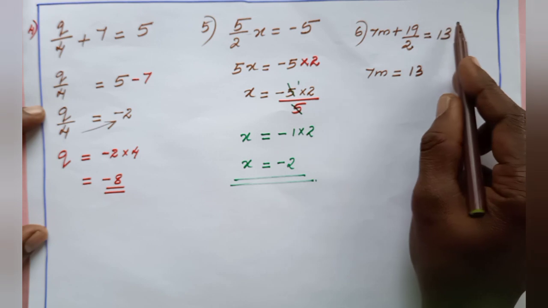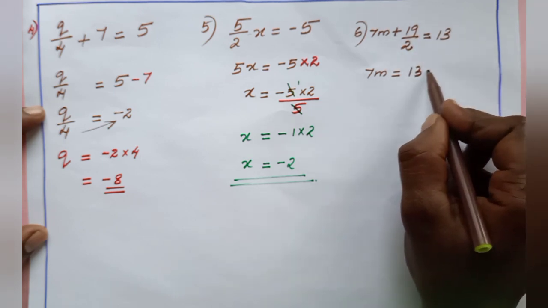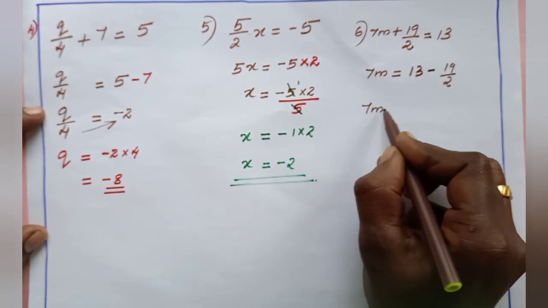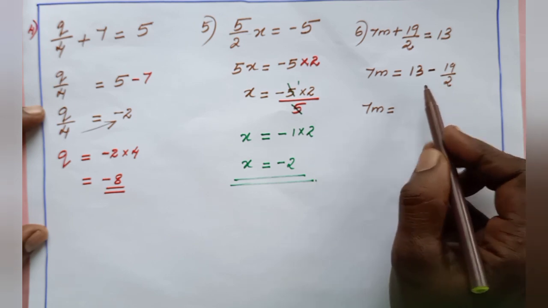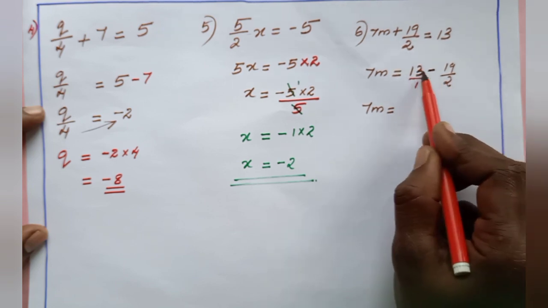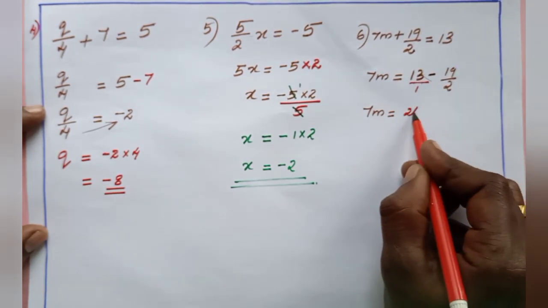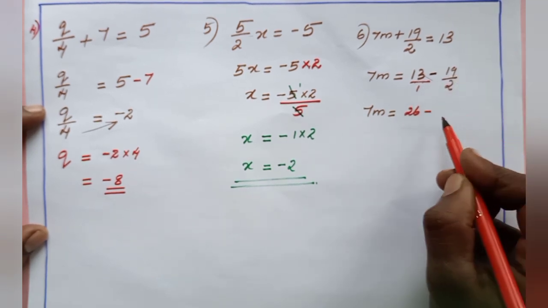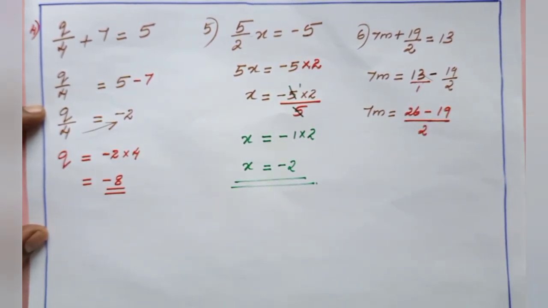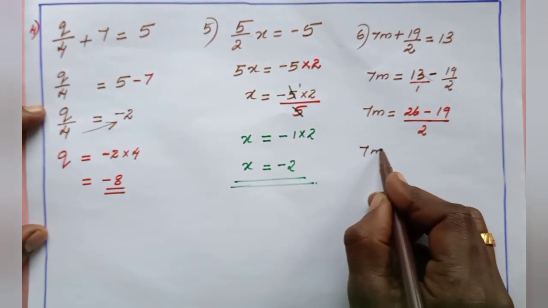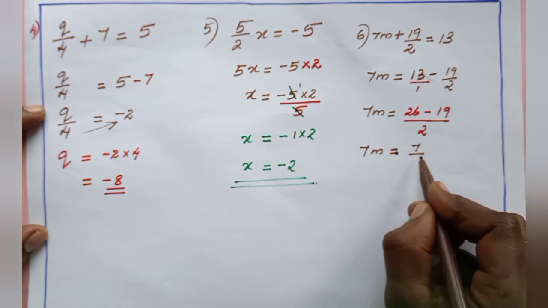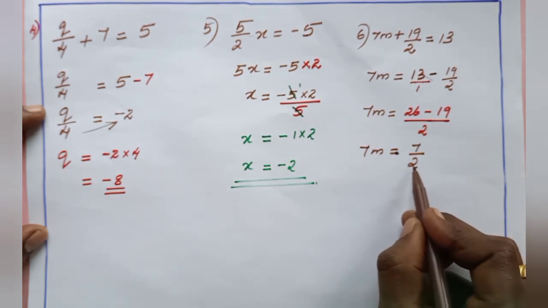Then take this 19 by 2 to the right side, changing the sign to negative 19 by 2. So 7m equal to the right side calculation. This cross multiplication is easy. 13 by 1, multiply 13 into 2 is 26, minus 1 into 19, 19 by 2. So we get 7m equal to 26 minus 19, which is 7 by 2. 7m equal to 7 by 2.